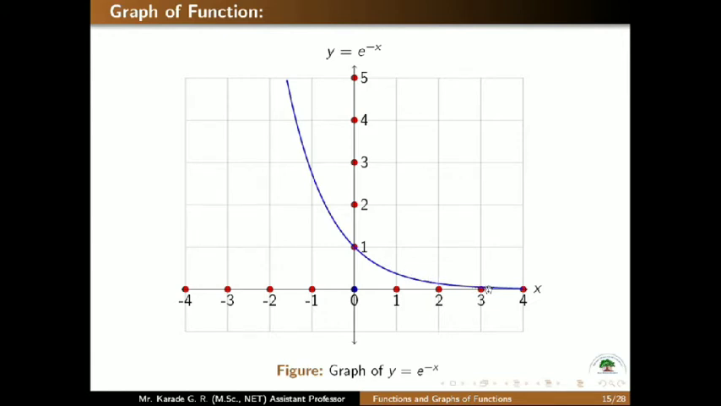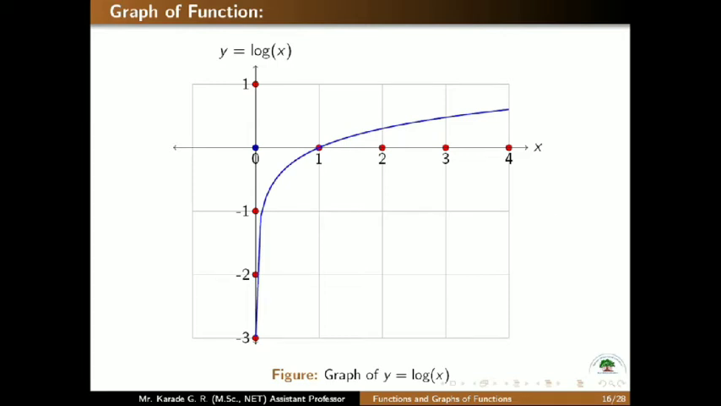So we can say that the limiting position, or limit, of e raised to the power minus x is 0 as x approaches plus infinity, which means as x becomes larger and larger, e raised to the power minus x approaches the value 0. Okay, so this is a decreasing graph.